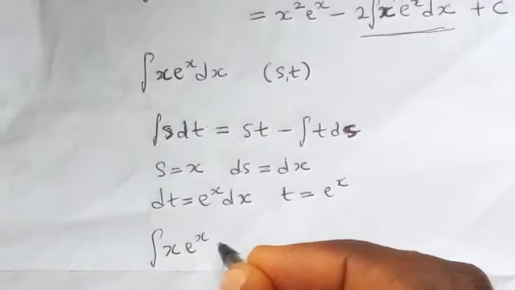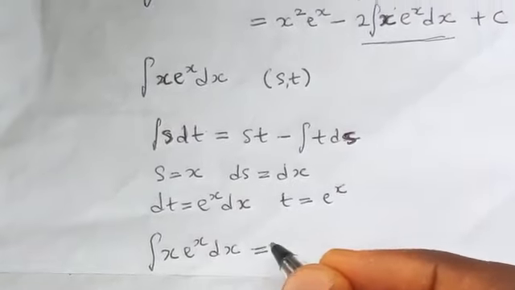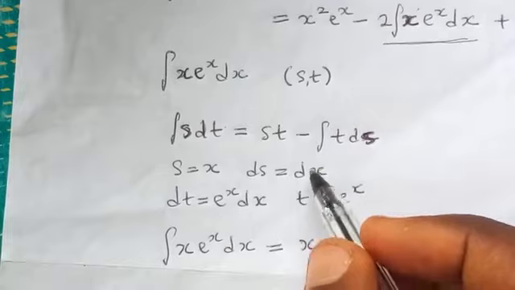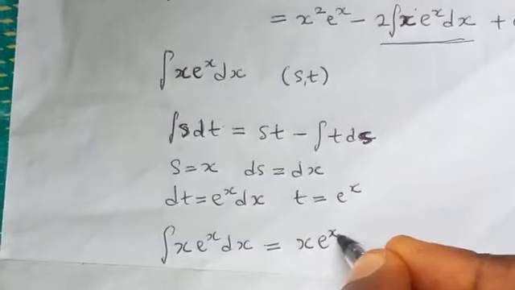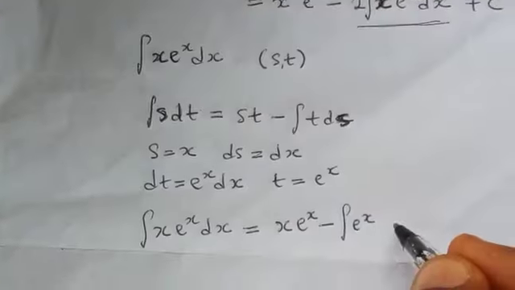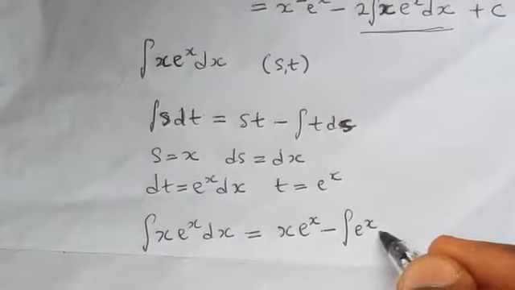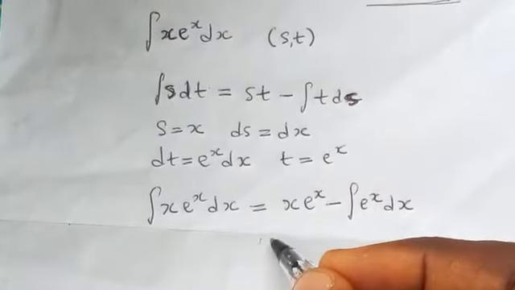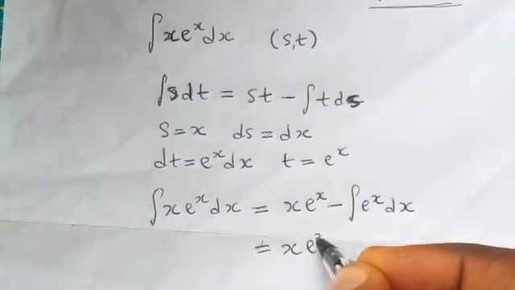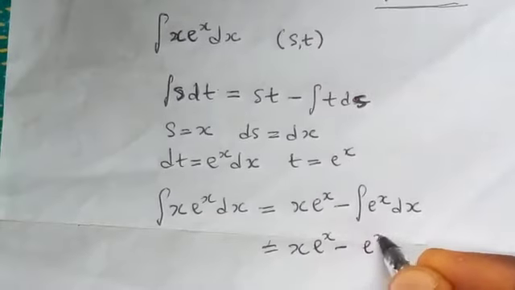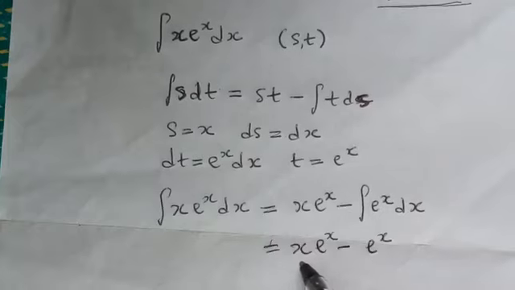So by substituting this in here, we have integral of s, which is x, times dt, which is e raised to power x dx, equals s, which is x, times t, which is e raised to power x, minus integral of t, which is e raised to power x, times ds, which is dx. So this will now be equal to x e raised to power x minus integral of e raised to power x dx, that is e raised to power x.